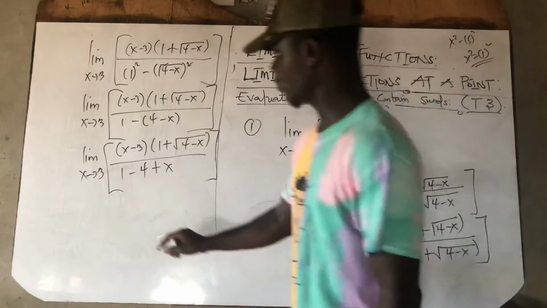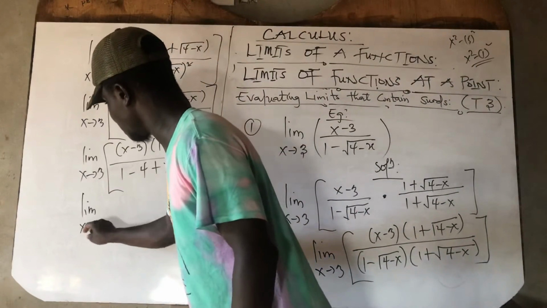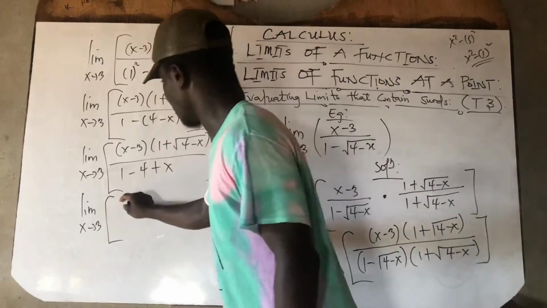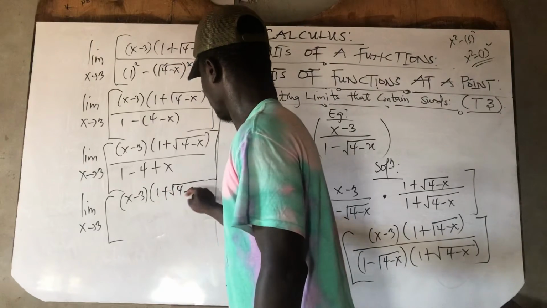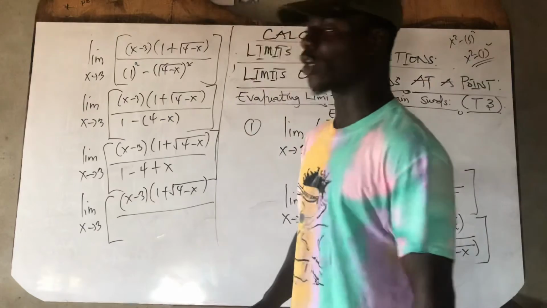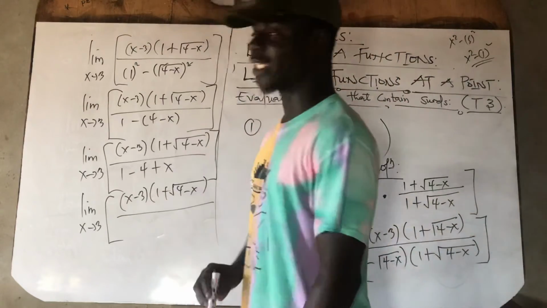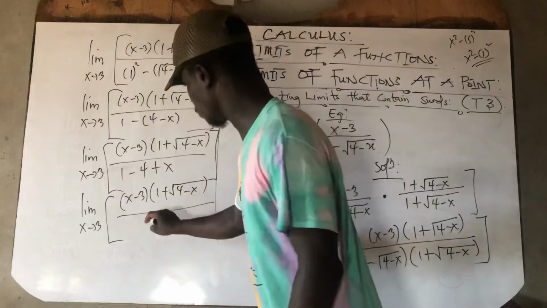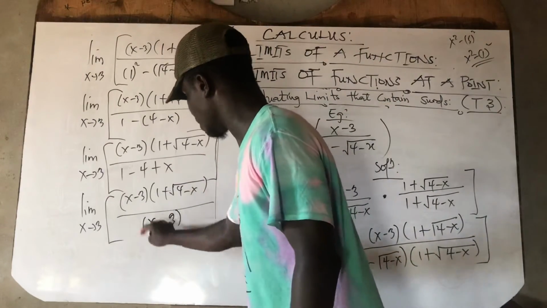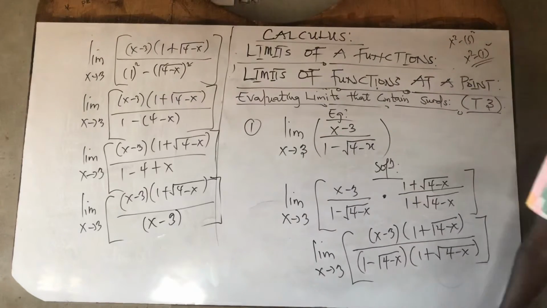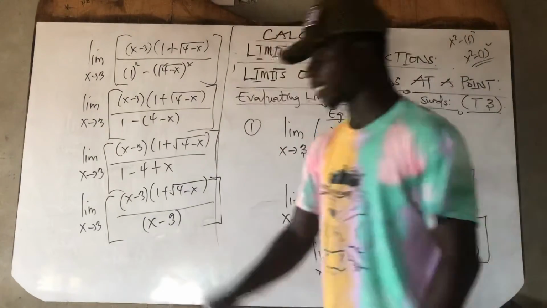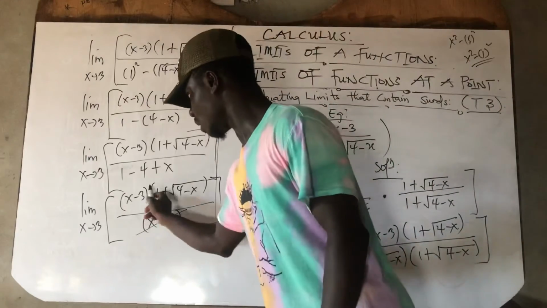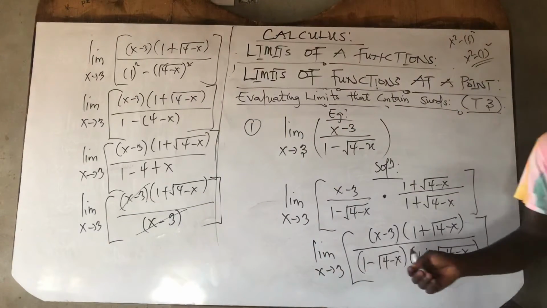Right, so still we can proceed as the limit as x approaches 3, then x minus 3, then 1 plus square root of 4 minus x all on 1 minus 4 gives you minus 3, right? So we have minus 3 plus x, and minus 3 plus x can also be written as x minus 3, right? I believe you understand. Because minus 3 plus x can also be written in this form. That's x minus 3. We can cancel out. This one cancels that. So you see we can cancel out a term inside.